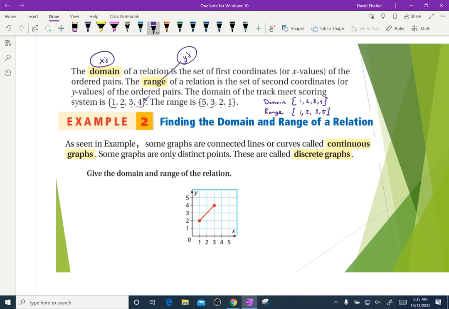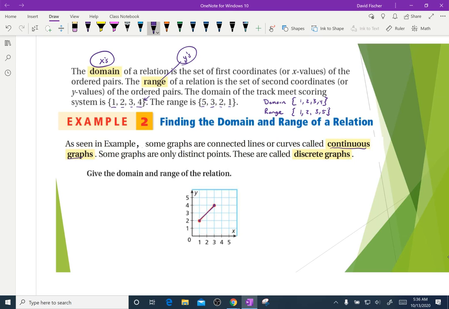Okay, they're different. Hang on, I gotta turn my light on so I can see what I'm doing. Now, if you notice on this graph, this is what we call a continuous graph. They drew a line. So that means it includes this dot because it's solid, and it includes all the dots and points in between these two dots.